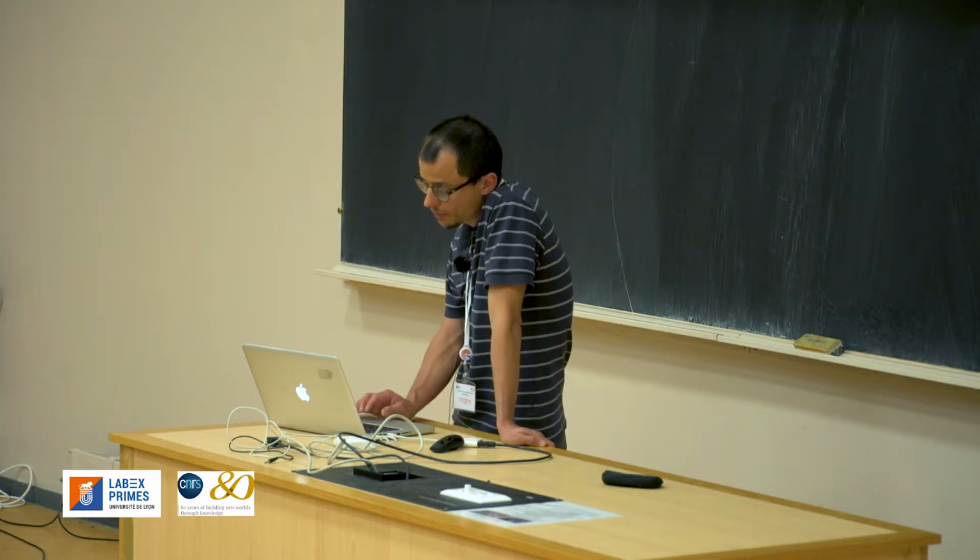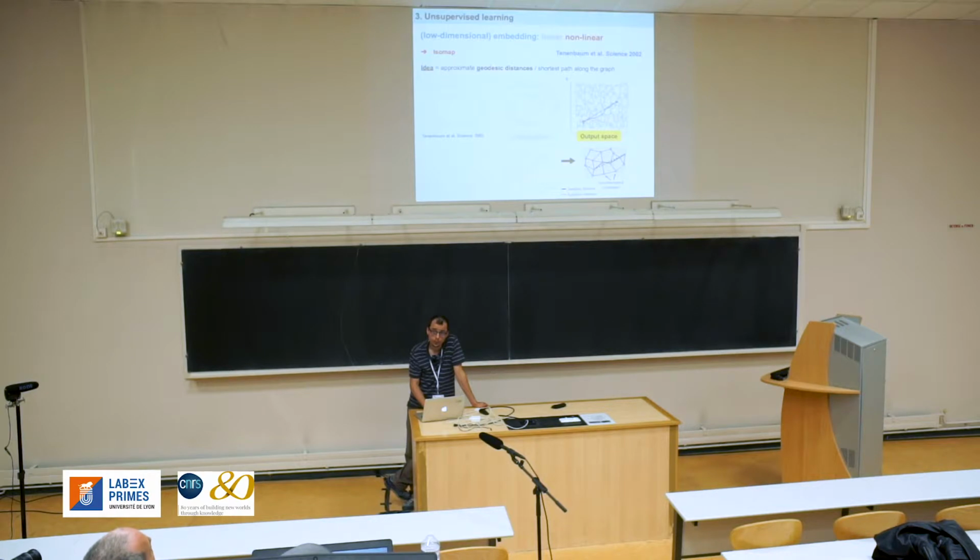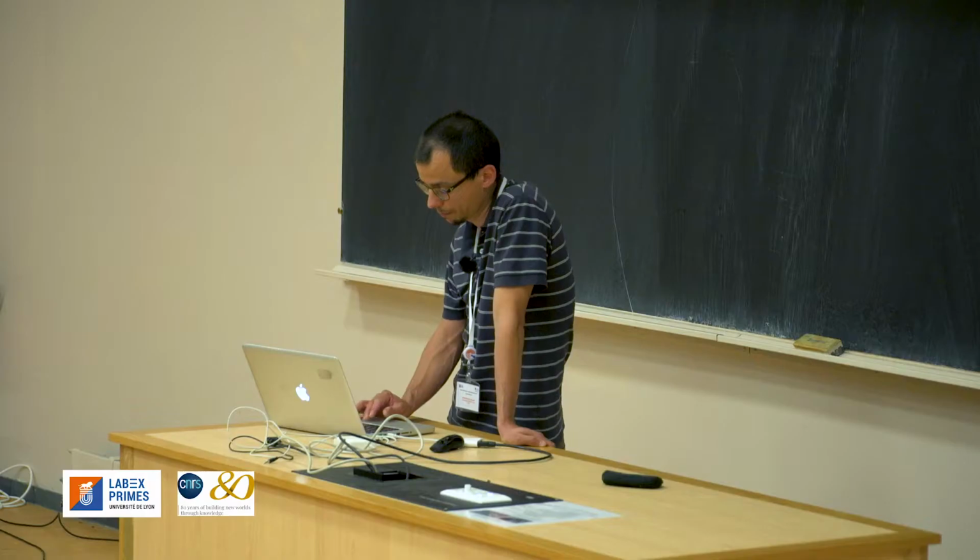And the second step is dimensionality reduction, to find a representation where the shortest path along the graph, my geodesic distance, approximates my Euclidean distance as closely as possible. So the red curve tries to look as much as possible like the blue straight line, which is my Euclidean distance.